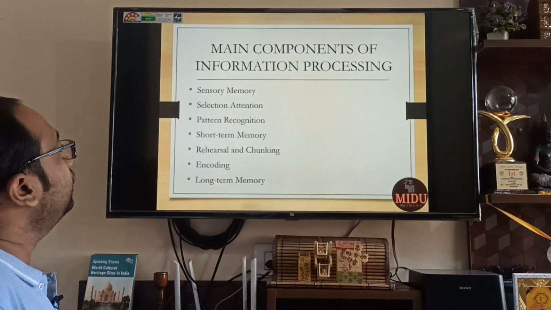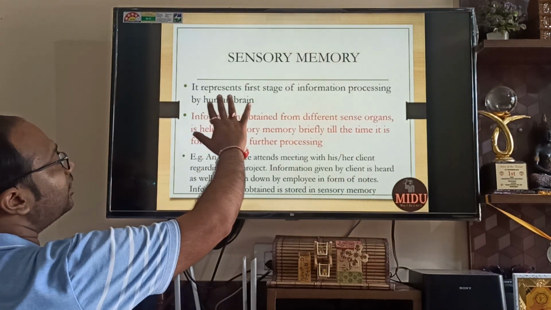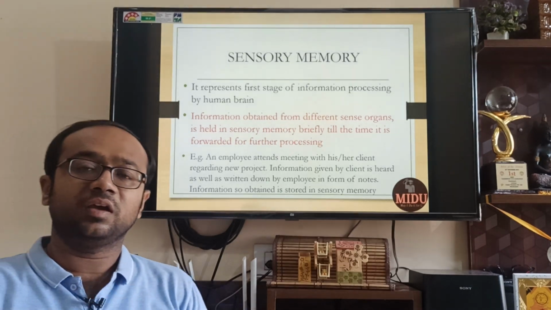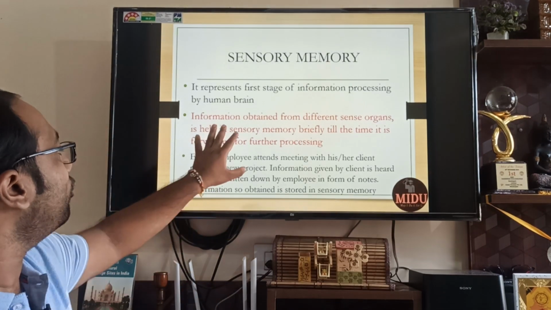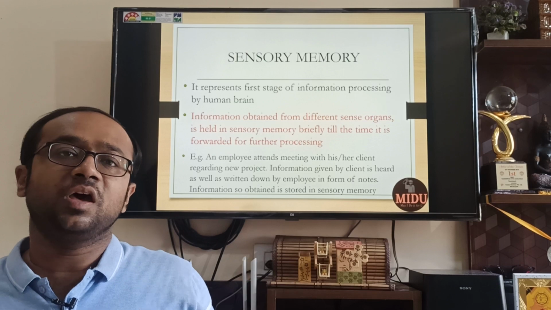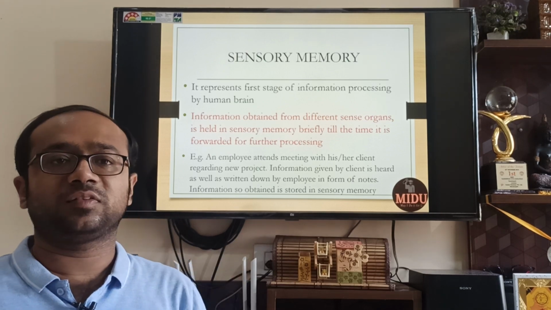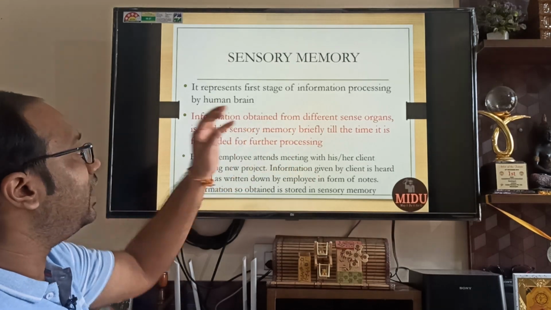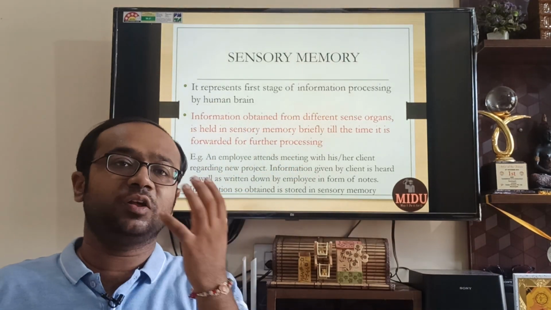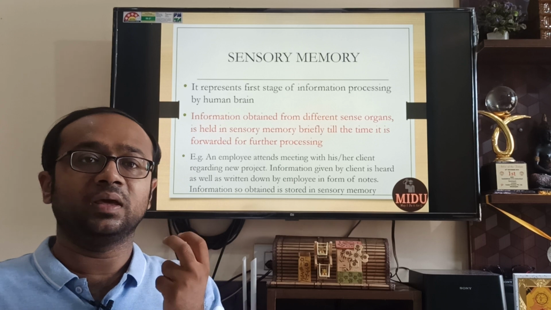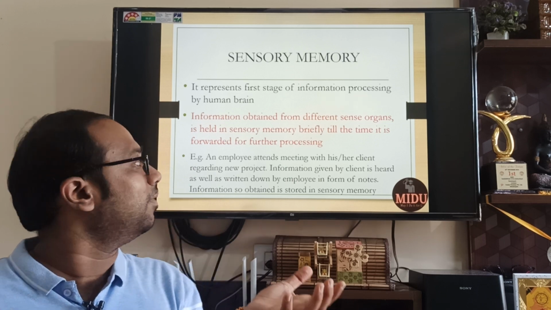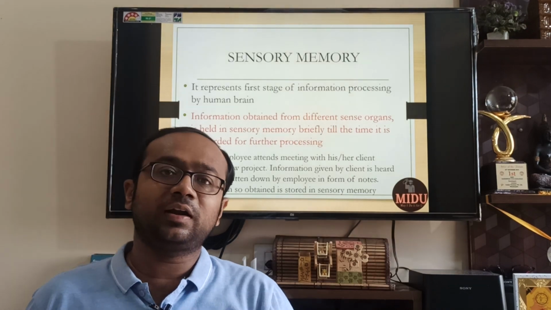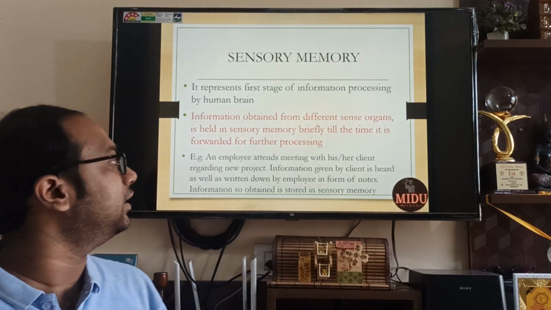First of all, let us come to the sensory memory. It represents the first stage of information processing by the human brain. Things start from sensory memory. Information is obtained from different sense organs. So something you are smelling, something you are seeing, something you are hearing, there will be information. It is held in this sensory memory briefly. If it was through the eyes, then visual memory. If it was through the ears, then auditory memory. Till the time it gets forwarded for further processing, it gets stored.